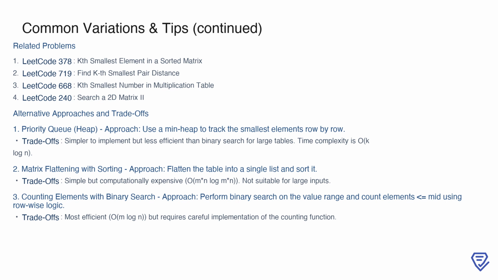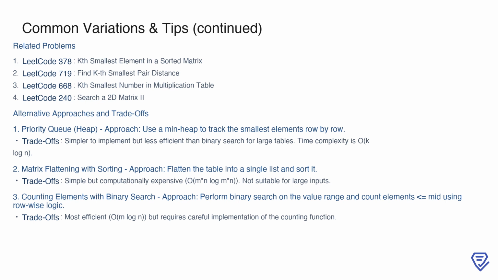For example, LeetCode 378 focuses on finding the kth smallest element in a sorted matrix, which is conceptually similar to the multiplication table problem. Similarly, LeetCode 719 tackles finding the kth smallest pair distance, and LeetCode 240 involves searching within a 2D matrix. Exploring these problems can deepen your understanding of similar techniques.